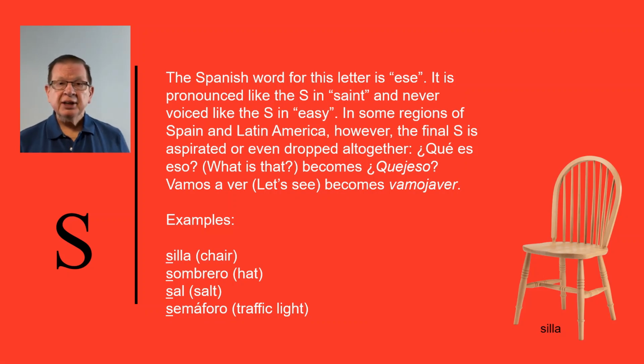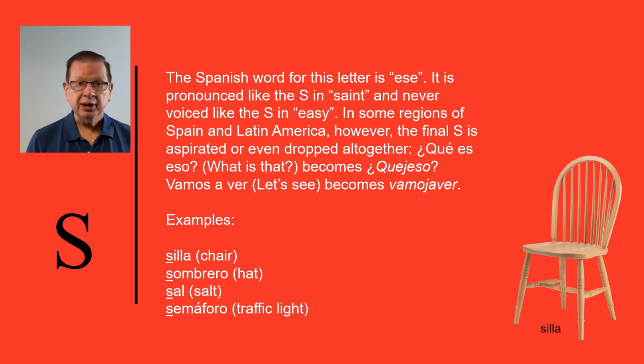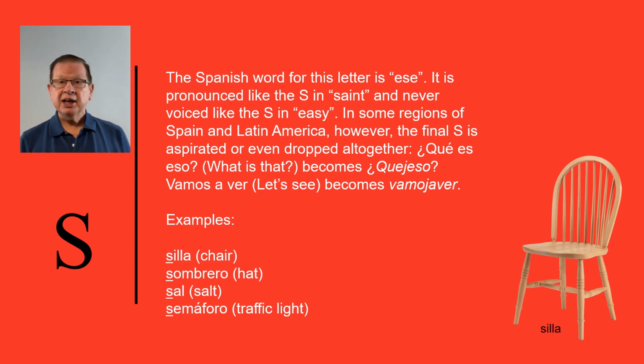S. The Spanish word for this letter is ese. It is pronounced like the S in saint and never voiced like the S in easy. In some regions of Spain and Latin America, however, the final S is aspirated or even dropped altogether. ¿Qué es eso? What is that becomes ¿qué es eso? Vamos a ver, let's see, becomes vamos a ver. Examples: silla, sombrero, sal, semáforo.